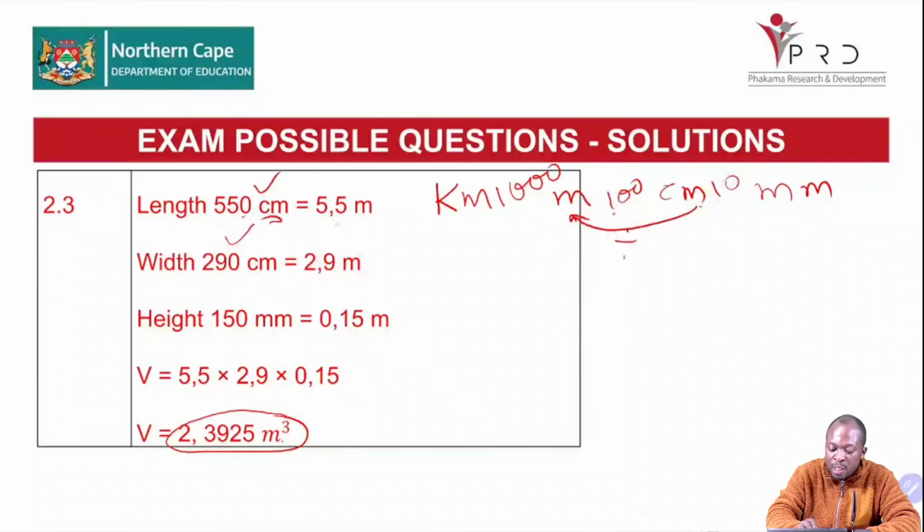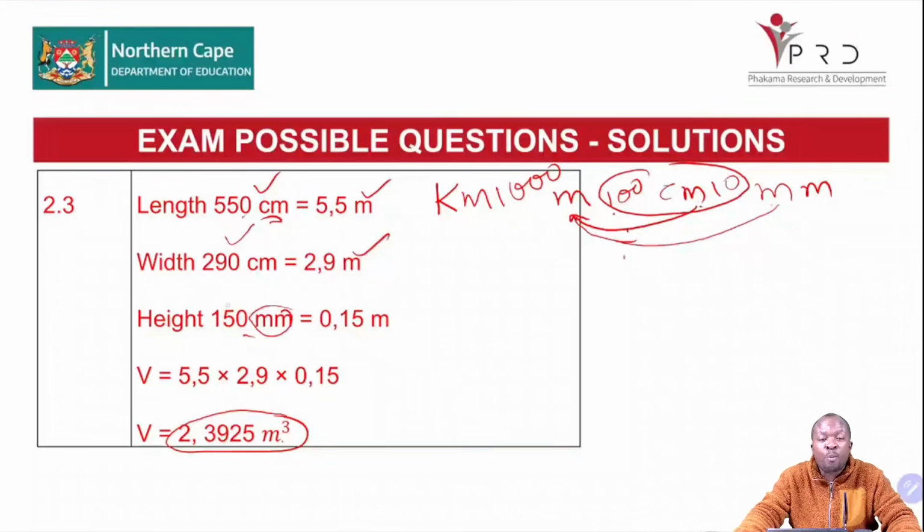So 550 will give us 5.5. 290 will give us 2.9. The height is already giving us 150. So it becomes what? 0.15. Because this one is in millimeters. So we are moving from where? Millimeters way to meters. So we have got 3 zeros. So we are dividing by 1,000. That's how you get 0.15.